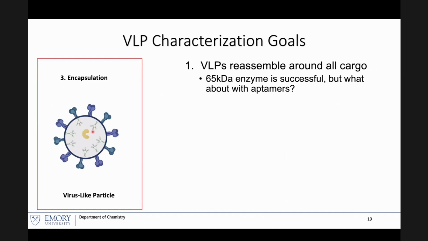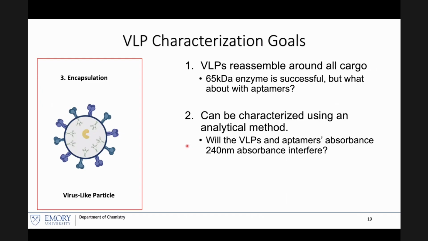And so some of our characterizations, much like our aptamers and free enzyme, we wanted our VLPs to reassemble around all of our cargo. So if you remember, we knew that he could do a 65 kilodalton enzyme, and our cocaine esterase was actually 68 with the His tag. We knew that was successful, but what happens whenever you're trying to package the enzyme plus aptamers, right? We didn't know how this would go over with an enzyme that size and trying to get some aptamers in there as well.